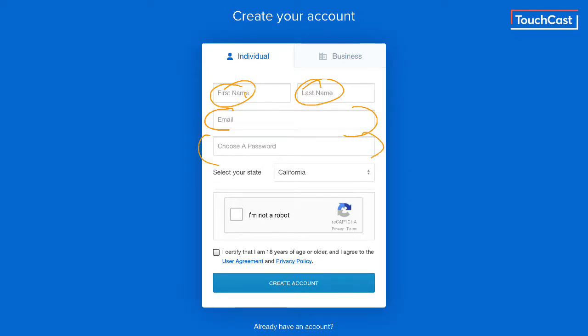Of course, you're going to enter your password, the state that you're in, check not a robot, and then this part, and then you're going to create your account.